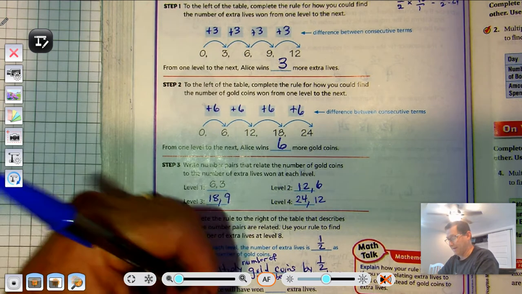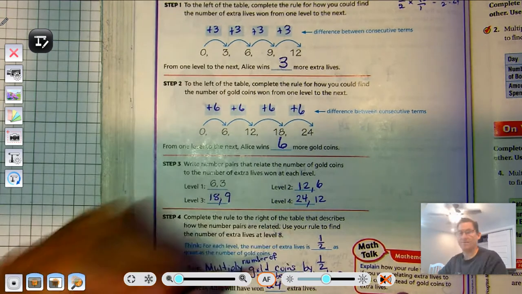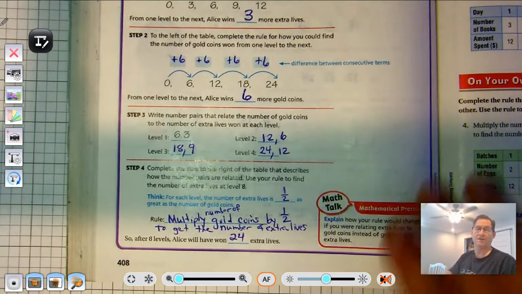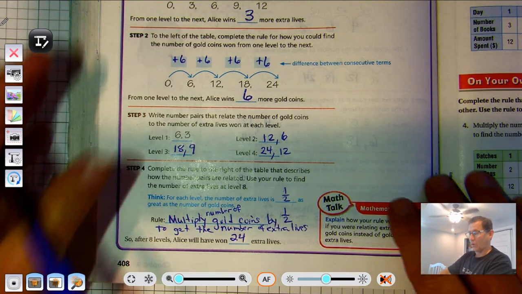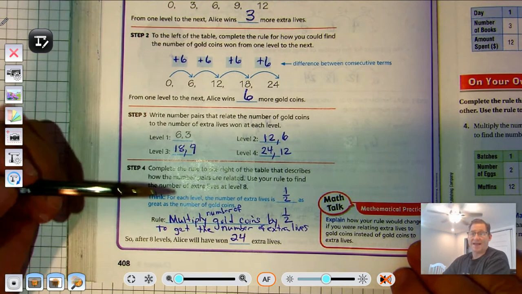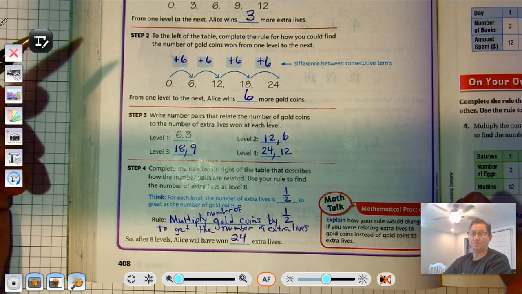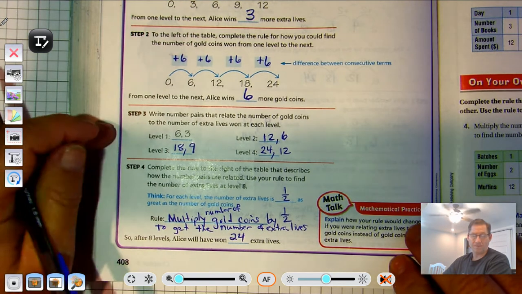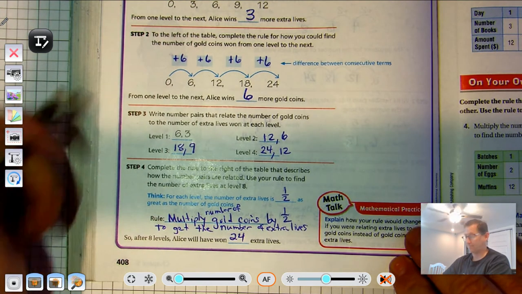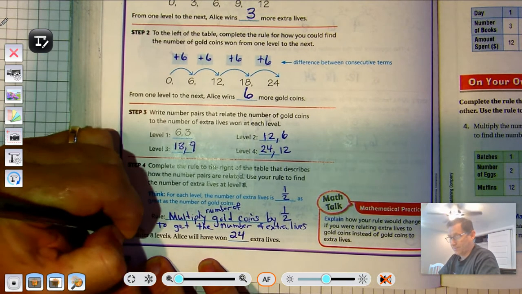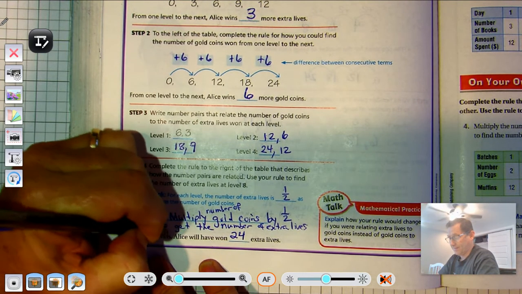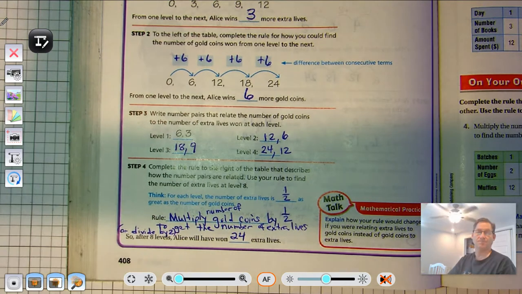So after 8 levels, we said she had 24 extra lives. So multiply the number of gold coins by half to get the number of extra lives. Or you could say divide the number of gold coins by 2. Okay. So either one of those would work. So I'm going to go ahead and write in the other one too. Or divide by 2. All right, so let's do some practice problems.